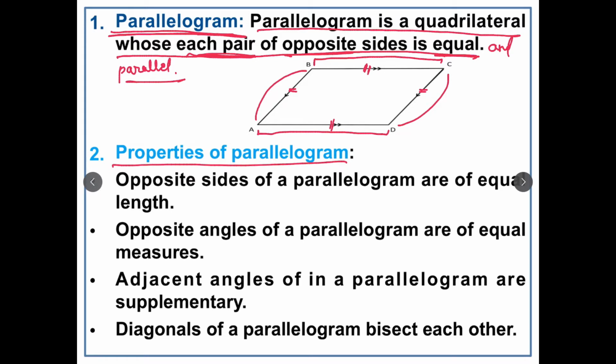The first one is that opposite sides of a parallelogram are of equal length. That means opposite sides of a parallelogram are of equal length. Second is that opposite angles of a parallelogram are of equal measure.